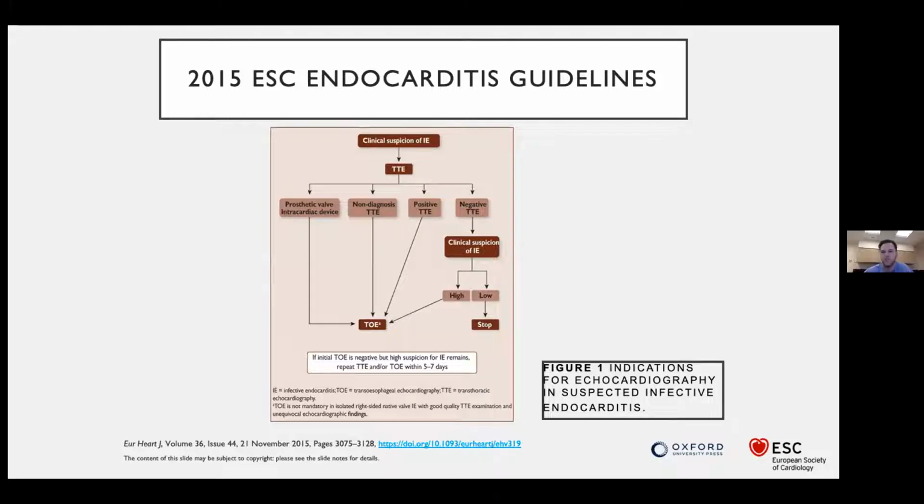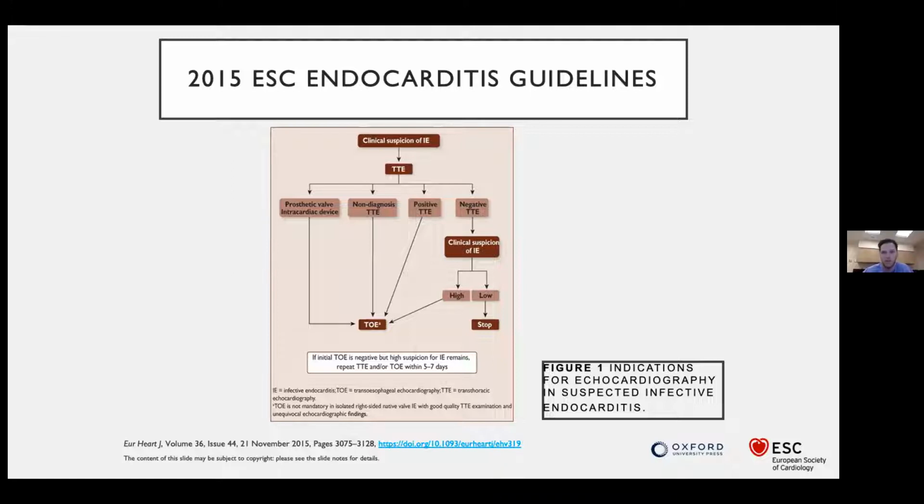So just a couple of other important points they mentioned at the bottom of the algorithm here that I think are relatively important. So if the initial TTE is negative, but clinical suspicion remains high, remember that you might be early in the disease process and things can change over time. So consider repeating the transthoracic or the TEE within 5 to 7 days.